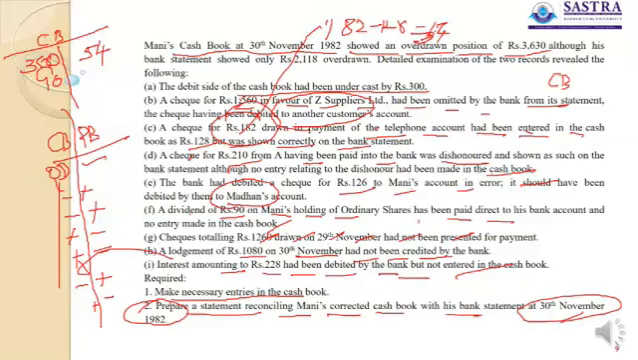And interest amounting to rupees 228 had been debited by the bank, but not entered in the cash book. Interest amounting to 228 had been debited by the bank but not entered in the cash book. So debited passbook means a payment, and credited not yet brought into the notice of the cash book.